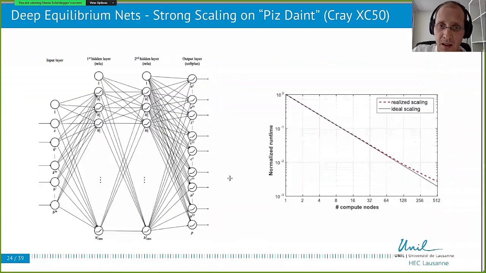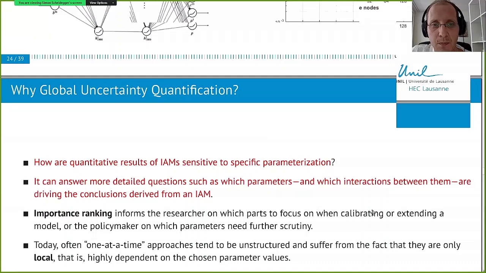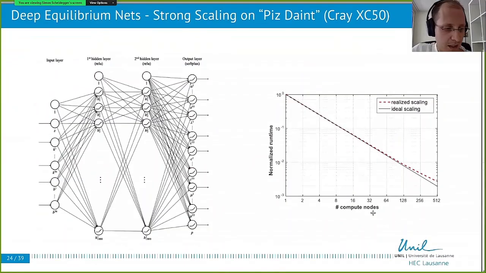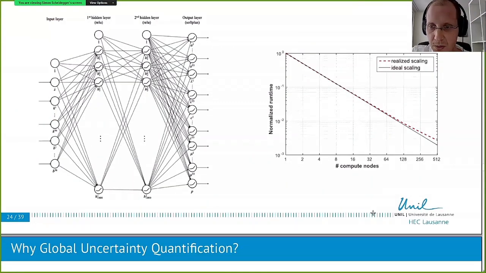So with this parallelization scheme, for relatively small models, we get excellent speedup up to 512 GPU compute nodes on Piz Daint. This is the Swiss National Supercomputing Center's flagship system. And with that, we can now ask interesting questions.